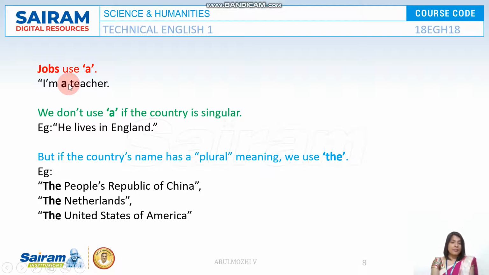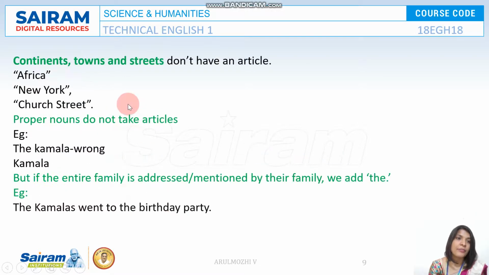We use "a" before professions, as in I am a teacher, but we don't use "a" before a single country. I told you we can use "a" before single things, countable nouns, but we don't use "a" before countries, towns, streets. He lives in England. But if the country is plural in number or meaning, then we use "the", for example the People's Republic of China, the Netherlands, the United States of America. Before continents, towns and streets, we don't use any kind of article, like Africa, New York, Church Street.